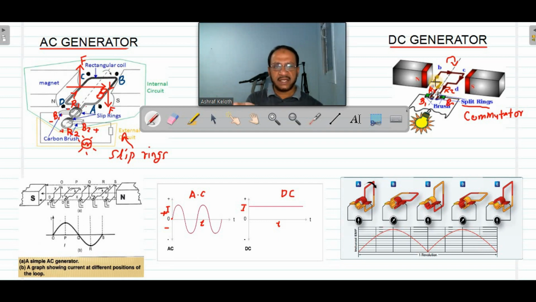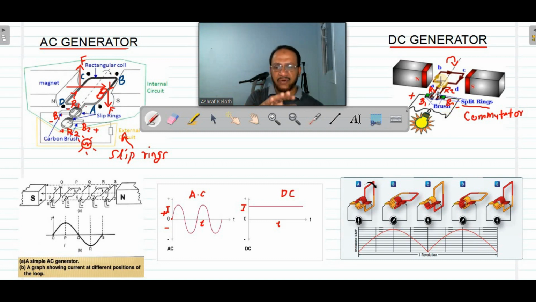In the first half cycle, when AB rotates upward, current is into the screen, from A to B. CD is moving downward, so current is out of the screen, from C to D. At that time ring R1 is in contact with B1, and ring R2 is in contact with B2. So B1 is positive and B2 is negative in the first half rotation.